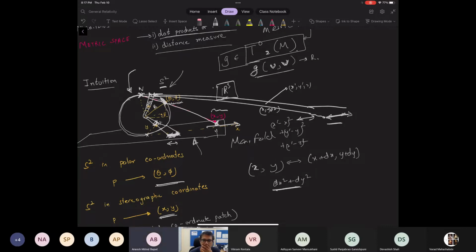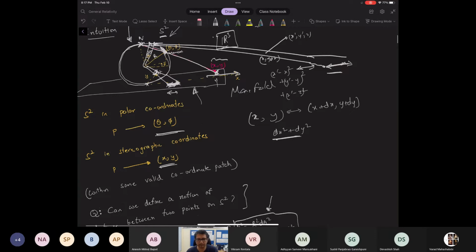Sir, right now, in this discussion so far, we have defined the distance between theta phi and theta plus d theta, phi plus d phi. But I suppose there's no good way to describe a distance between 2 points which are widely separated. Is that also a concern?